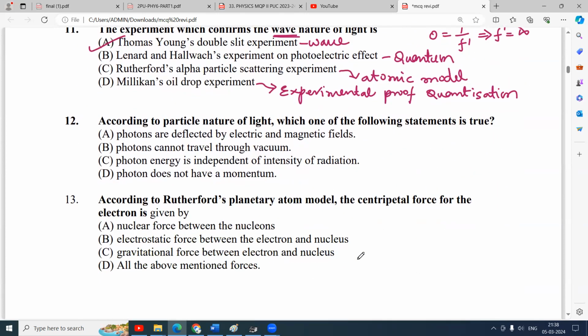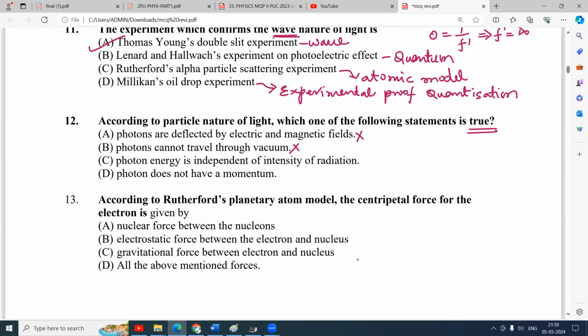Yes, 12th one. According to particle nature of light, which one of the following statements is true? Photons are deflected by electric and magnetic fields. Photons are not deflected by electric and magnetic fields. So you have to select the true statement. Photons cannot travel through vacuum. Wrong. They can travel through vacuum.